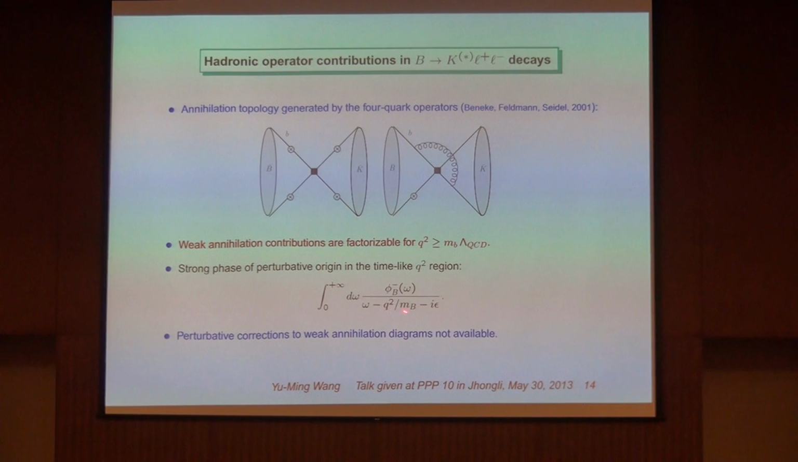It is also clear that these diagrams will generate strong phases in time-like q squared. However, the perturbative corrections to the weak annihilation topology have not been computed. That is actually the reason why there is still some remaining scale dependence in the final amplitude, which is proportional to alpha_s multiplied with the penguin operator Wilson coefficient. Actually, this is probably even important for the isospin symmetry relation, which I will explain below.